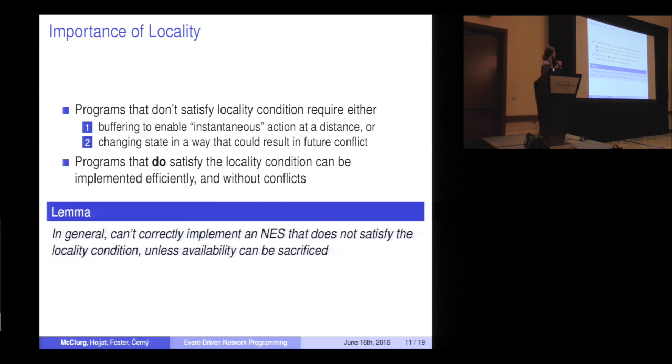So the formalization is this lemma that we have in the paper that says, in general, you can't correctly implement a program that doesn't satisfy the locality condition unless you're willing to sacrifice availability of the network.